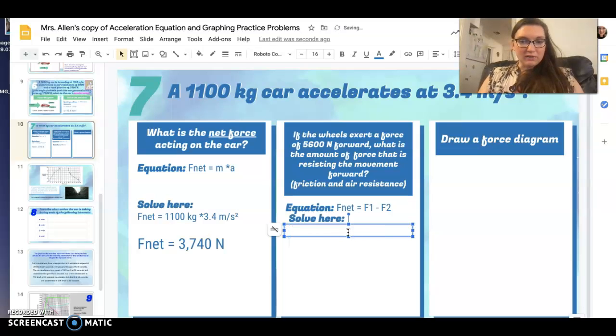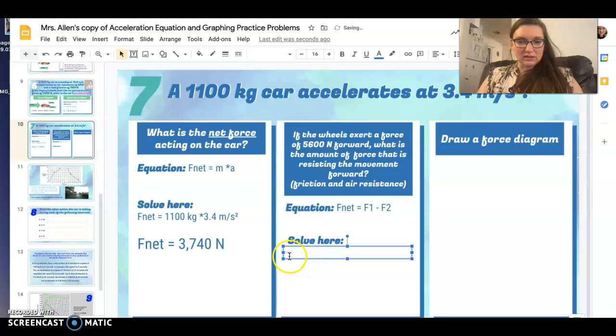Okay, so we know that our F net is, and you might have to do this too, you might have to bring this down. Here. There. You can move it when you can see those crosshairs, so you probably know that already.